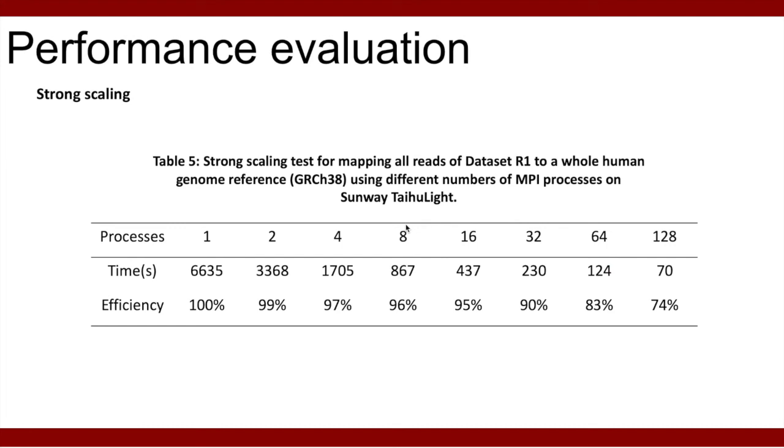Table 5 shows the strong scaling result for SWMapper on TaihuLight using dataset R1 and the 4 human genome GRCh38 as a reference for up to 128 MPI processes. A single process takes almost 2 hours to complete the task. Using 128 processes, we achieve a speedup of 82. Performance decreases slightly as the number of processes increases due to load imbalance between different processes. All CGs work on parts of the original input file containing the same number of reads.